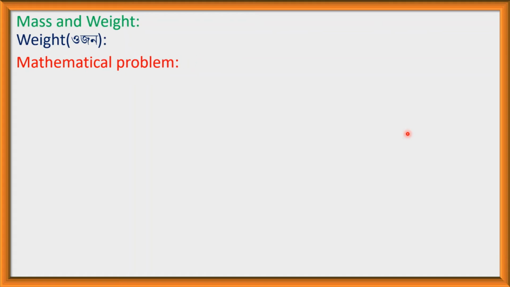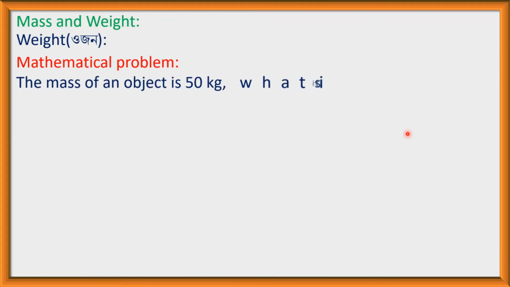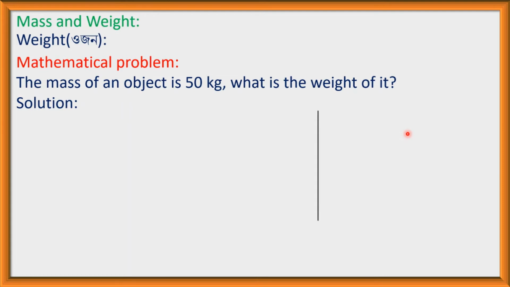Now a mathematical problem. The mass of an object is 50 kg. What is the weight of it? If we know the mass of a body, we can determine the weight of that body. From the mass of a body, we can determine its weight. Now the solution. At first we will write the data given in this math. Here mass is given and mass is equal to 50 kg.